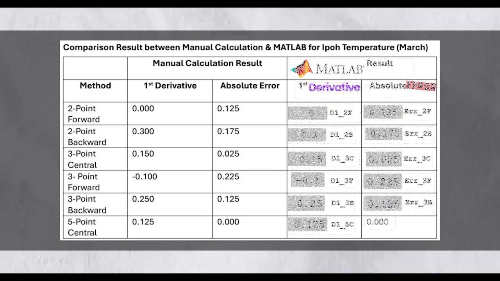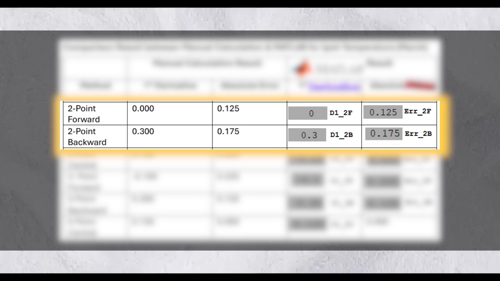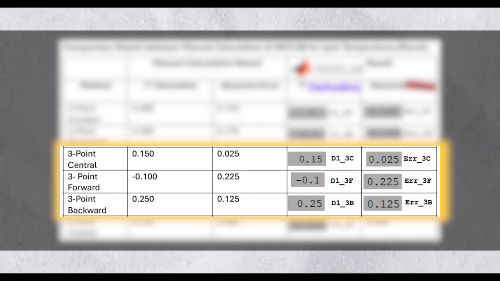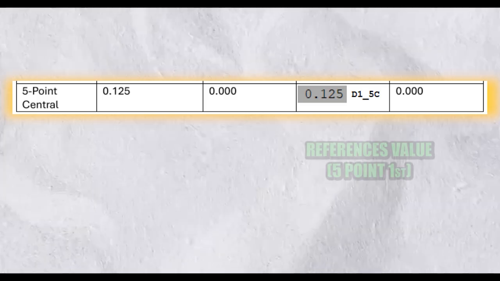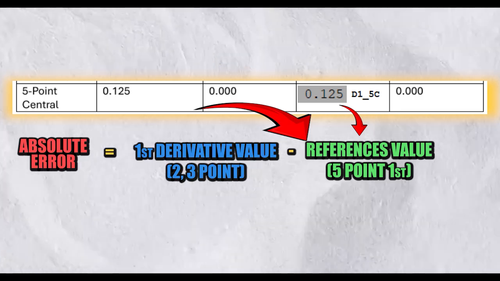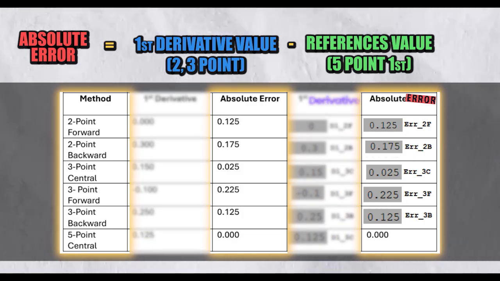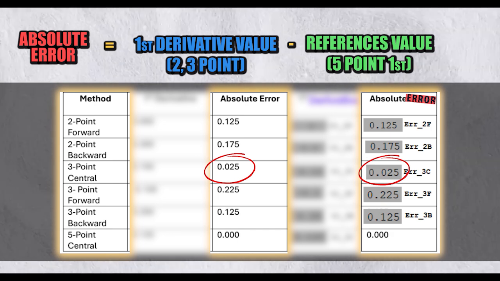For the first derivative comparison, the results obtained from manual calculation and MATLAB simulation are identical for all methods evaluated. The data indicated that the numerical differentiation formulas were implemented correctly both manually and in code. The values from the 2-point forward and backward methods as well as the 3-point and 5-point central methods are consistent between both approaches. The 5-point central method was selected as the reference due to its higher accuracy and broader data usage, which minimizes approximation error. In general, central difference methods, especially those using more data points, demonstrate superior accuracy in estimating rate of change trends.